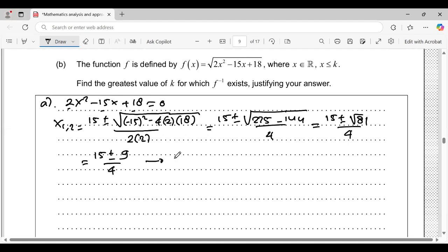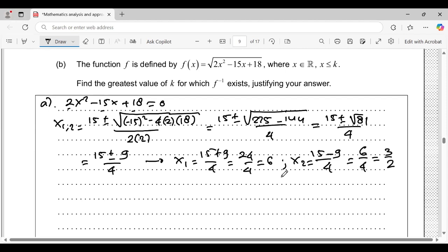So we can determine x1, 15 plus 9 over 4. It is 24 over 4, which is 6. And x2 is 15 minus 9 over 4, and this is 6 over 4 or 3 halves. So 6 and 3 halves.